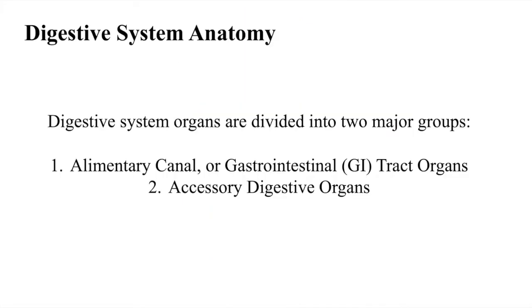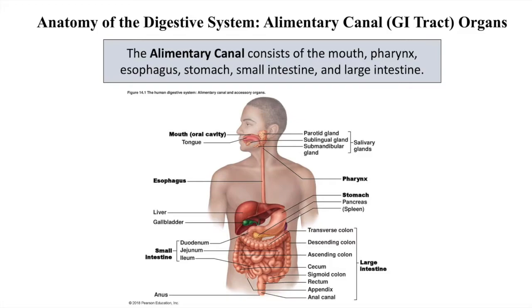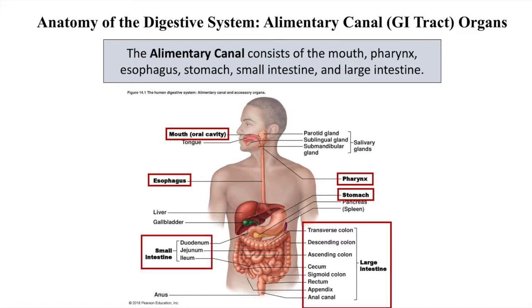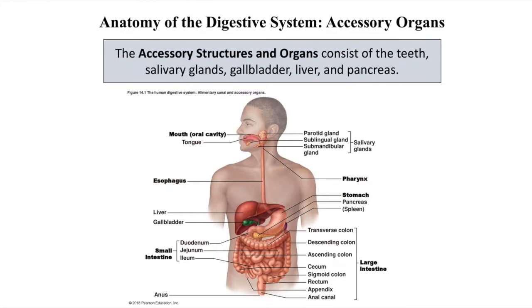The organs of the digestive system are traditionally separated into two major groups: the alimentary canal, or gastrointestinal GI tract, and the accessory digestive organs. The alimentary canal consists of the mouth, pharynx, esophagus, stomach, small intestine, and large intestine. The accessory structures include teeth, which physically break down the food, and the salivary glands, gallbladder, liver, and pancreas, which secrete their products into the alimentary canal to aid with digestion.